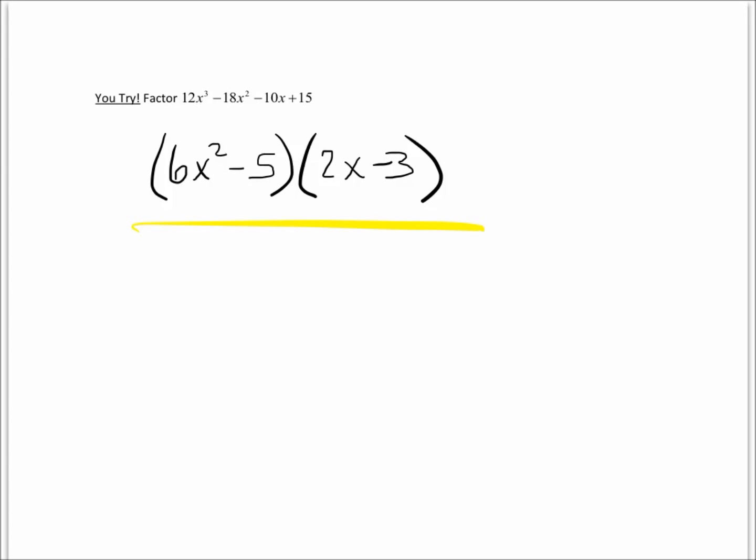Pause the video and see if you can get this one right. Here's our answer. 6x squared minus 5 is in the first group, and 2x minus 3 is in the second group. Make sure you record your work, and if you got the right answer, see if you can figure out what you did wrong. If not, make sure that you write down that as one of your questions. Write down where you got lost, and we're going to talk about that in class, and we're going to talk about how to do more of these where you want to factor something by grouping with a plus in the middle.